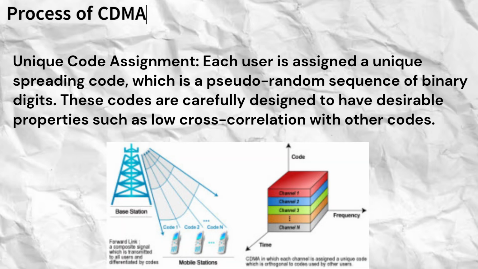How does CDMA work? Unique code assignment. Each user is assigned a unique spreading code, which is a pseudo-random sequence of binary digits. These codes are carefully designed to have desirable properties such as low cross-correlation with other codes.